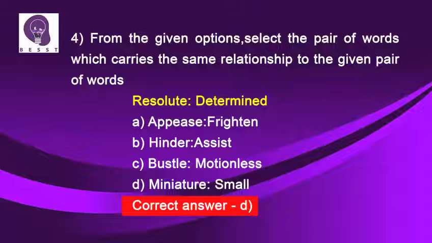Option number C, bustle is to motionless. So option number C is also not correct. Option number D, we are given miniature is to small, and miniature means small or tiny, and they are synonyms of each other. Miniature and small carry the same relationship as our given question. So the correct answer will be option number D, miniature is to small.